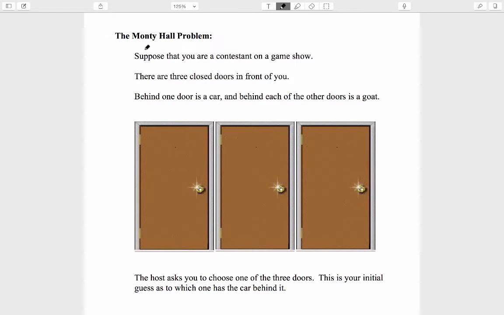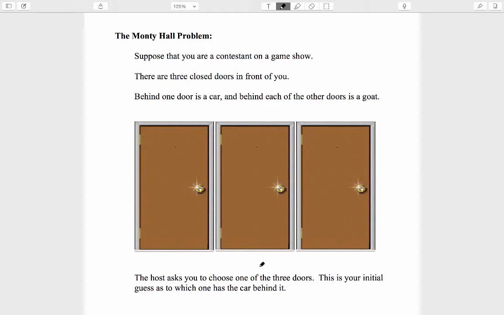It's named after Monty Hall, who was the host of a game show called Let's Make a Deal. Here's how the game works. Suppose that you are a contestant on a game show. There are three closed doors in front of you, door number one, door number two, door number three. Behind one door is a car. You have no idea which door has the car behind it. And behind each of the other doors is a goat. We're going to assume here that you do want the car and you don't want the goats.